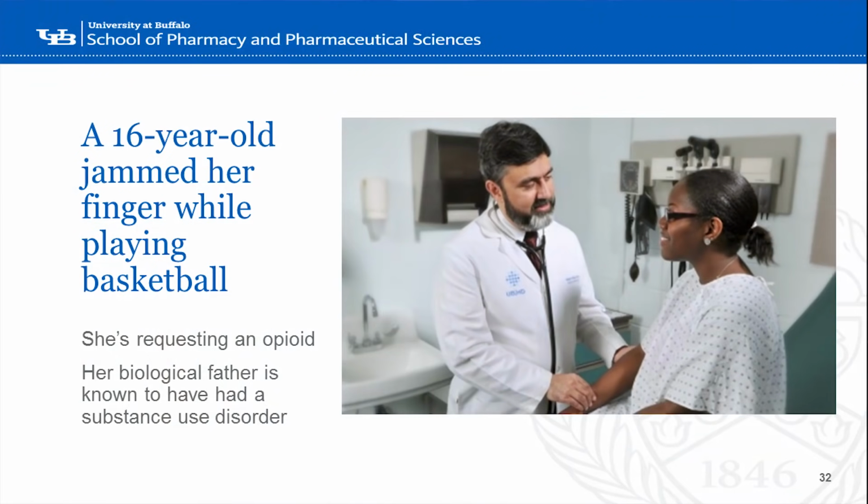So let's now look at some actual clinical cases that we've seen here at the University of Buffalo. In some cases, the little details have been modified, but all of these are based on real patients. A 16-year-old comes in because she's jammed her finger while playing basketball, and she's requesting an opioid. In fact, she's requesting a certain type of opioid. She wants some Percs. It's noted in the chart that her biological father is known to have a substance use disorder. So what do we do here?